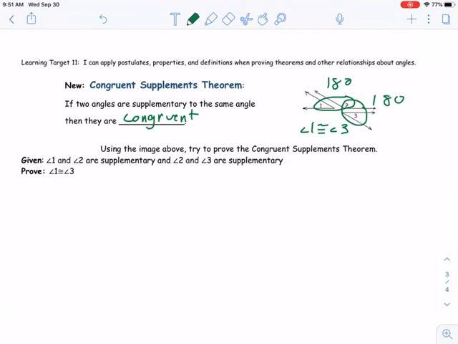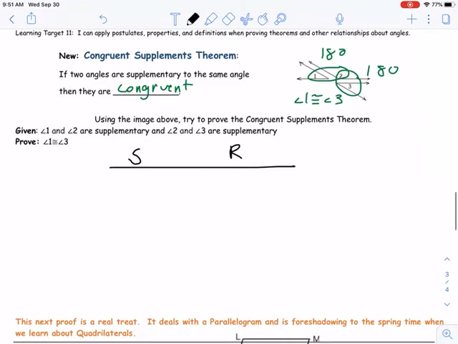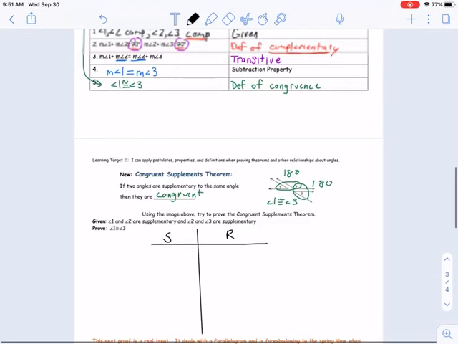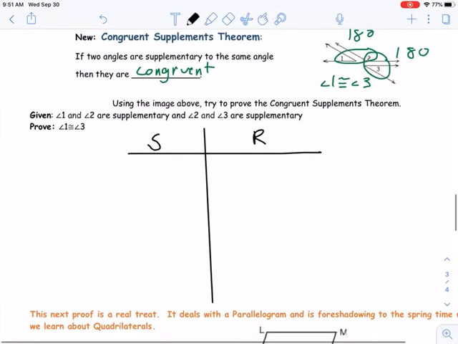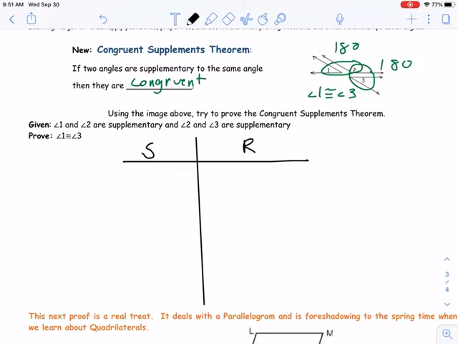Alright, so we're actually going to do this proof from scratch. I think you guys could do this proof by yourself already. Why? Because it's essentially just a regurgitation of what's above, except it's supplementary stuff. Alright? So what I'm just going to say is given angle 1, angle 2 are supplementary. Angle 2 and angle 3 are supplementary. And that's given.